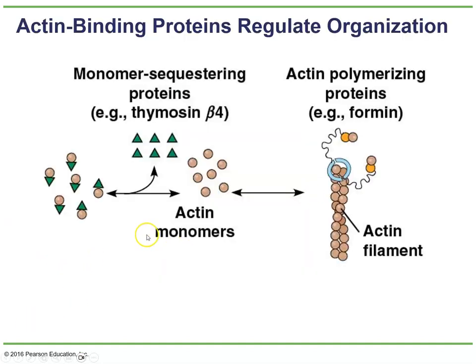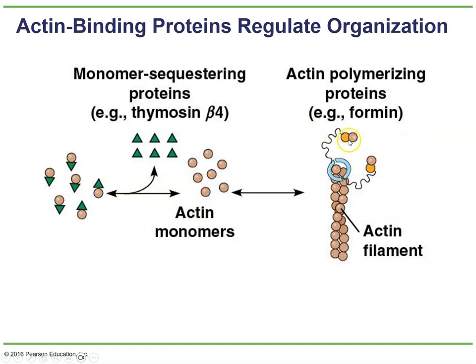As I alluded to earlier, there are associated proteins that interact with actin, and this is an example of some of these compounds that will bind to sequester actin. So we want them in the area, but we don't necessarily want them forming filaments. For example, thymosin beta 4 can bind to the actin monomers and keep them from polymerizing.